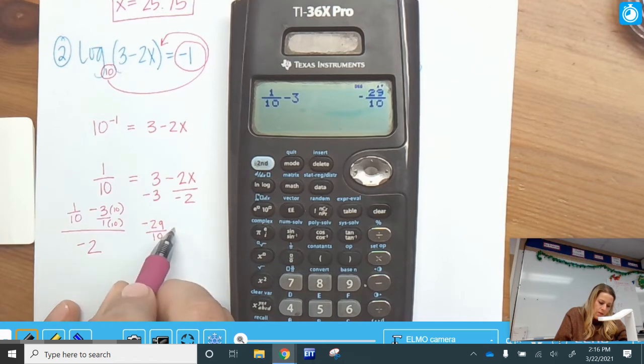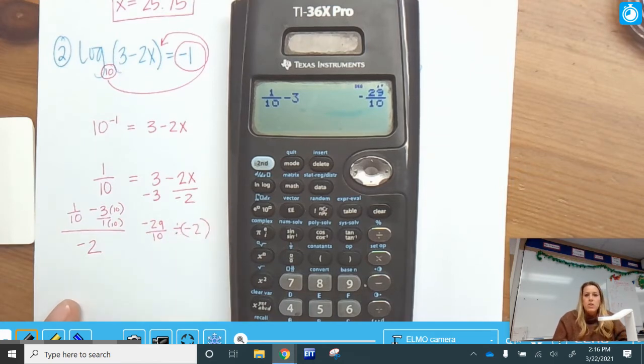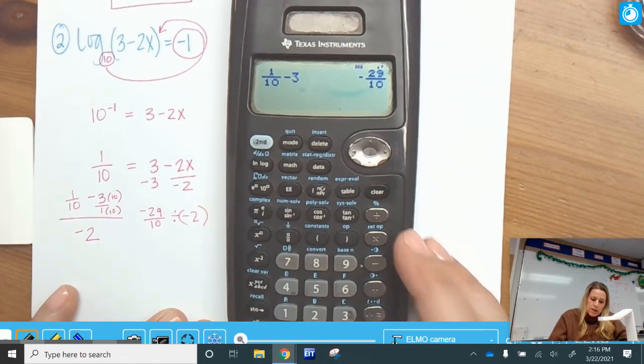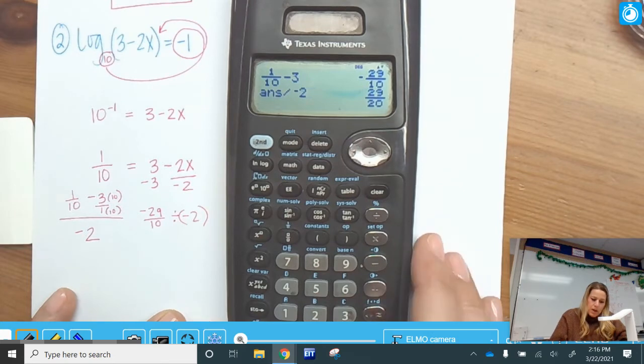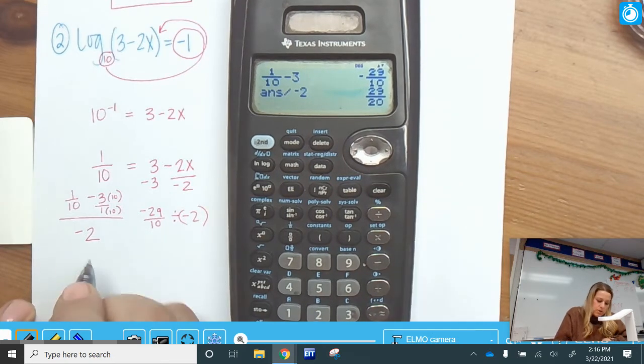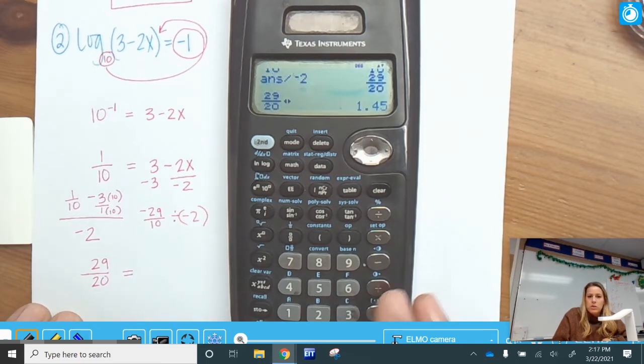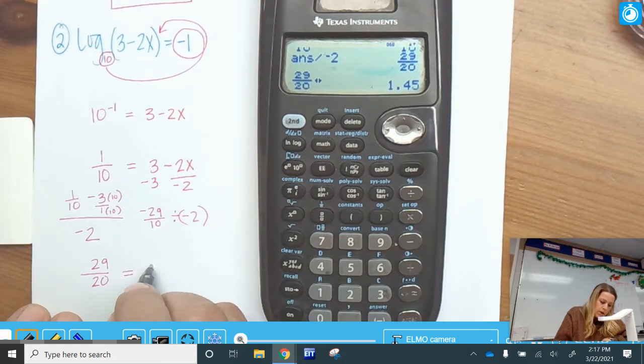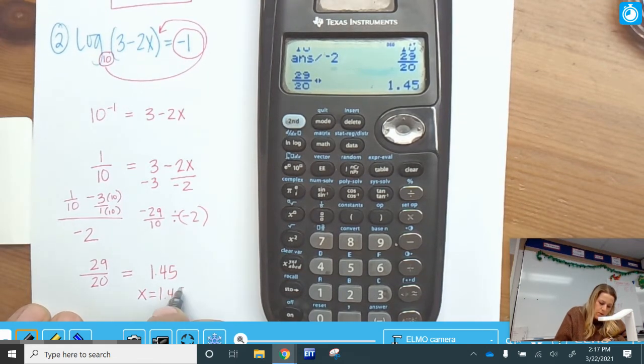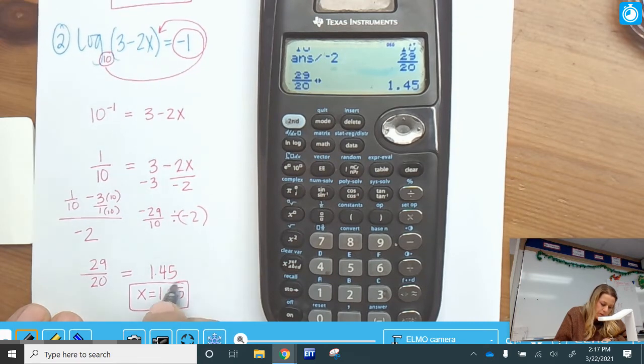And then of that, now I'm going to divide by a negative 2. I'm going to leave it in my calculator and divide by a negative 2. And I have a fraction, so it's 29 over 20. But I'm also going to change that to a decimal. So that's 1.45. So x equals 1.45 for this problem.